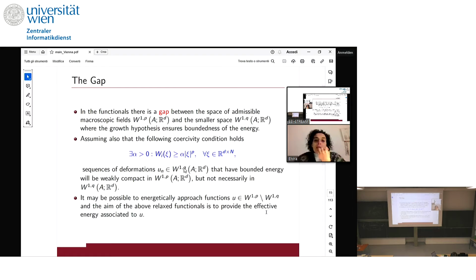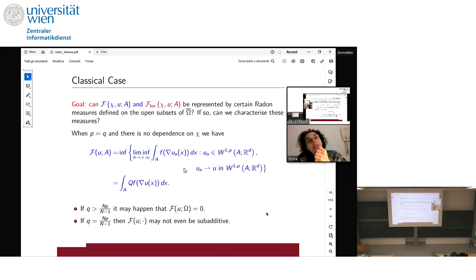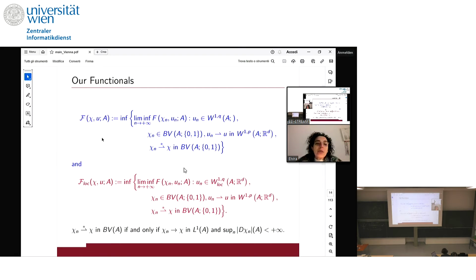So the problem in itself, without the chi component, so without any difference between the two phases, just with an energy density little f here in blue, which might have different growth from above and below, has been addressed by many authors. But let me say the following: clearly, if there is no gap between p and q, we end up with the famous result by Acerbi and Fusco. Otherwise, if there is a big difference between p and q, it might even happen that the F here, let me go back two slides, might not even be a measure or might be 0 over certain fields.